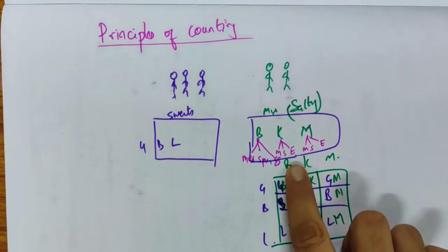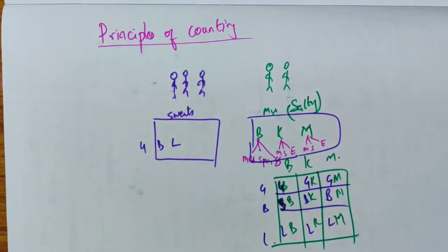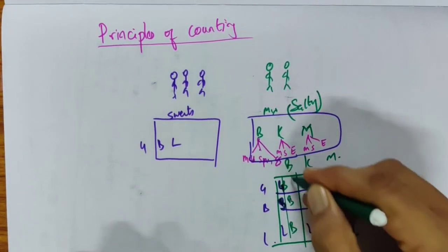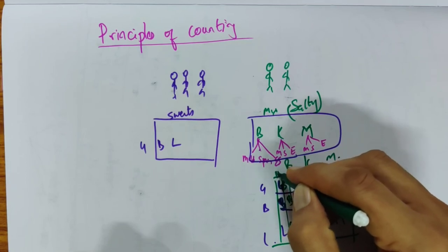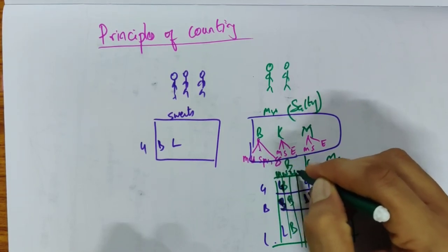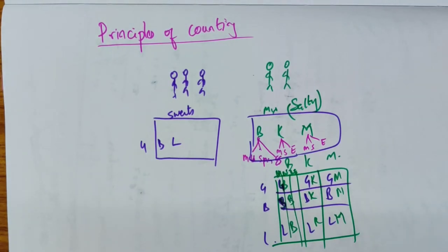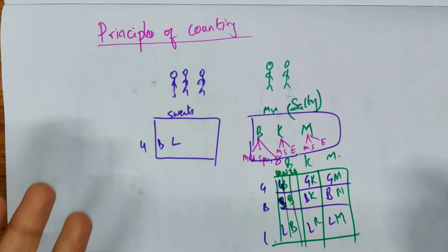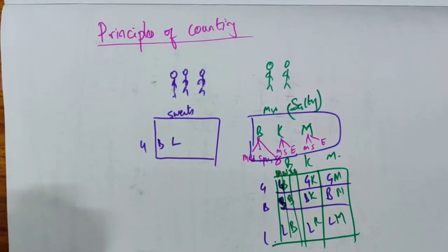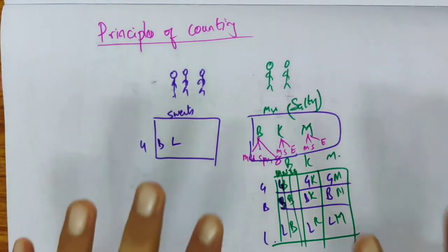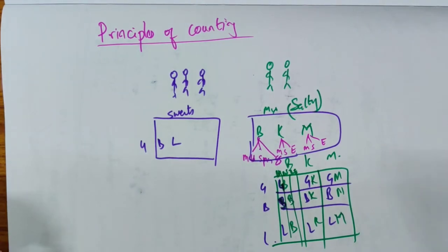Because each of these choices now becomes 3 choices. You get B, M, B, S, B, E, K, M, K, S, K, E, M, M, M, S, M, E. So you basically get 9 times 3. You get the same table. So these are the common ways we even explain multiplication. This is multiplication. So dependence, independence, we should be clear. Then we can do a selection.